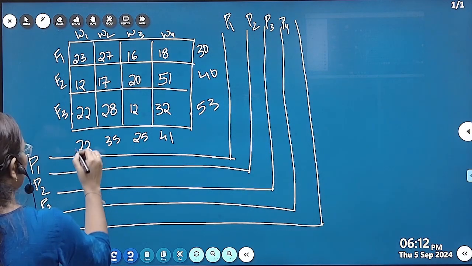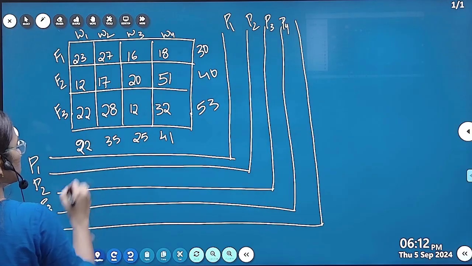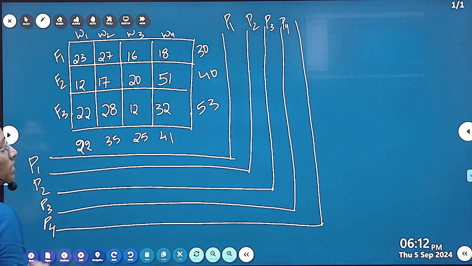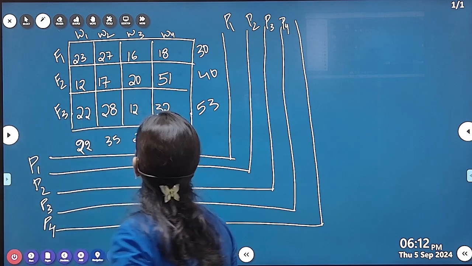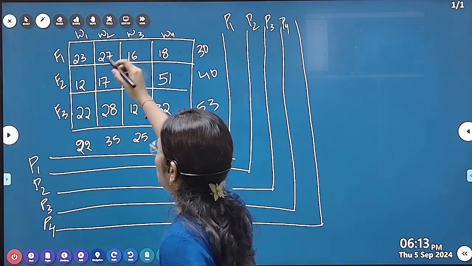So listen carefully. You have not listened, right? So this is Vogel's approximation method. Okay, there are three methods: least cost and northwest corner rule. I will explain after. Okay, listen this Vogel's approximation method. So now tell me P1, what we need to take?